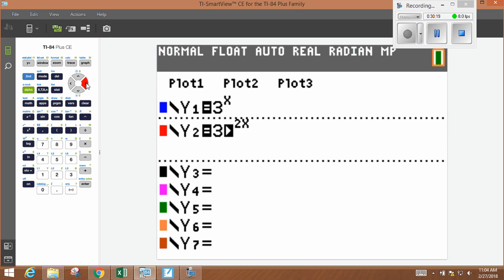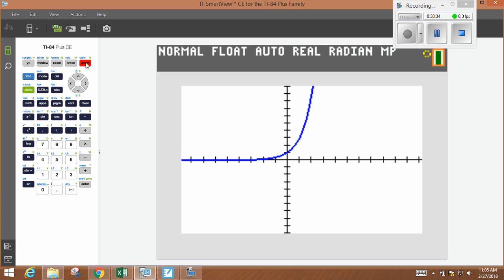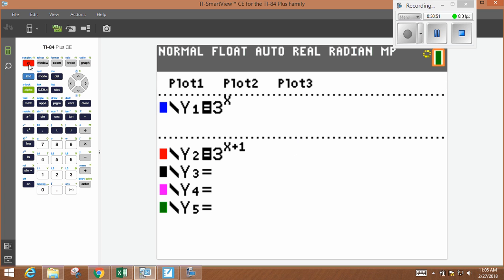Now that we looked at that, let's see what happens when we go x. It says plus 2, right? No, plus 1, thank you. Comparing that to the graph of 3 to the x, it looks like what we did was a horizontal translation in the negative direction 1, okay? Because we added 1 to our power.